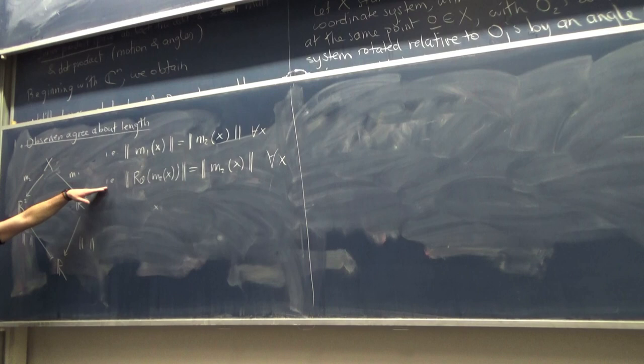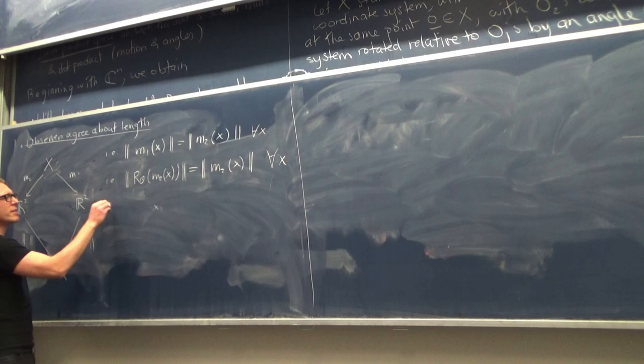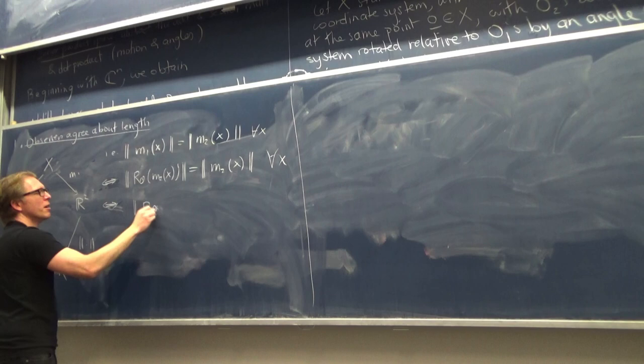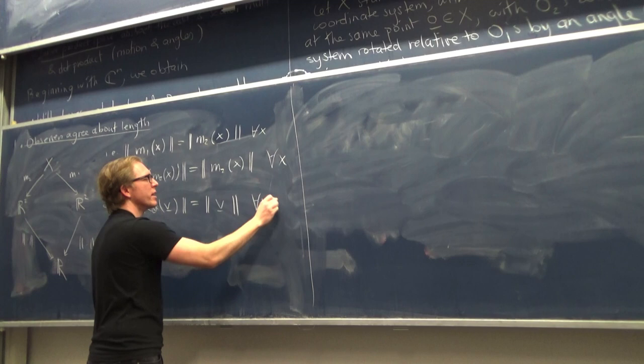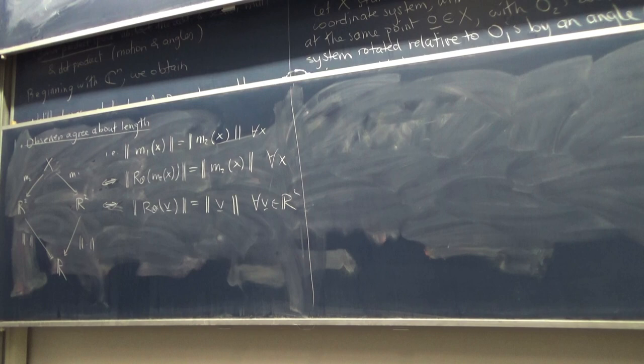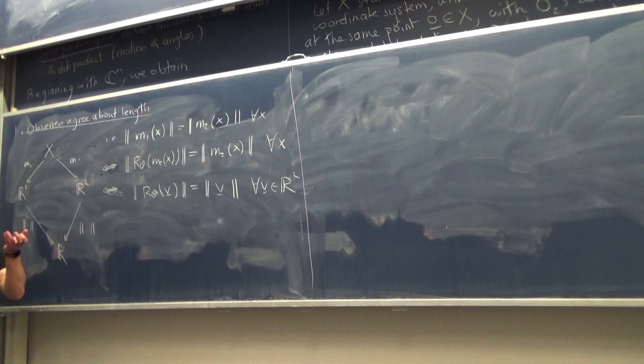Now observe that M2 is surjective. I mean, M2 is a bijection, in fact. So to say that these agree for all x is equivalent to saying that the length of r theta applied to any vector is just the length of that vector, for all v in R2. Of course this is not saying very much, but what we've done here is we've removed the x. That's actually more significant than it seems at the moment.